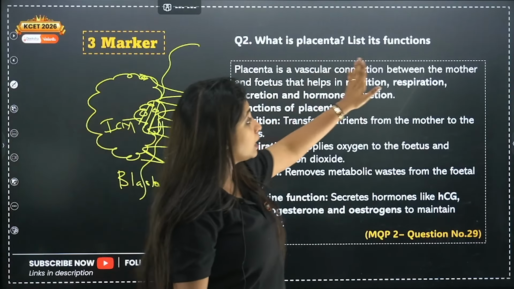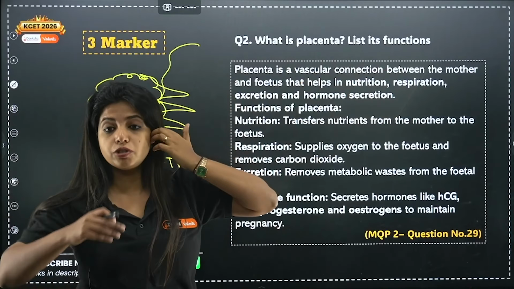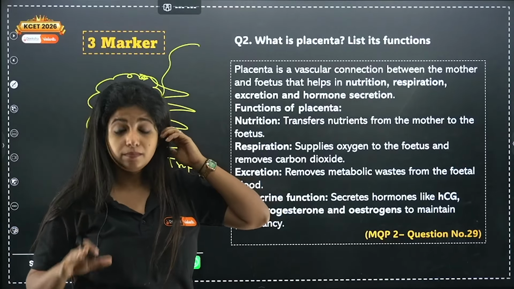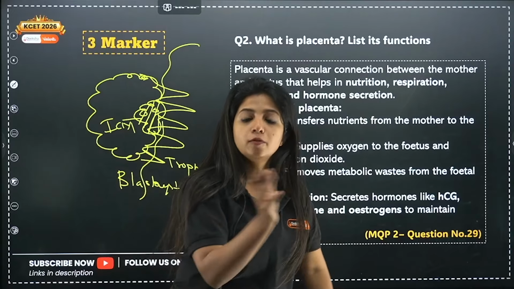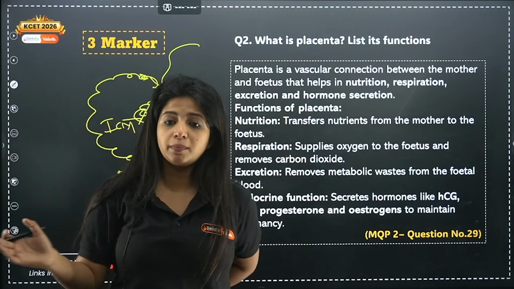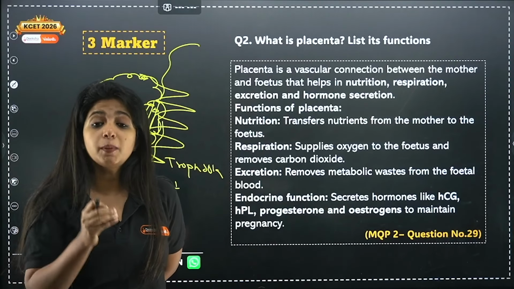So the placenta is a vascular connection between the mother and the fetus that helps in nutrition, respiration, excretion and hormone secretion. How does it do that? It's written over here. Respiration, as in it supplies oxygen and removes carbon dioxide. Similarly, excretion removes all the metabolic waste. And also it's a temporary endocrine gland.